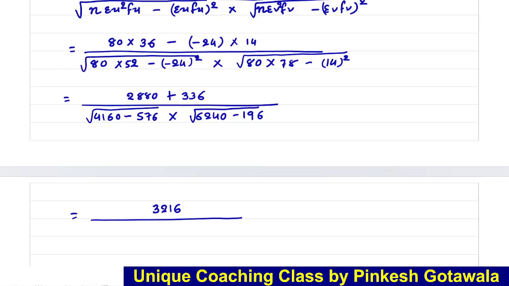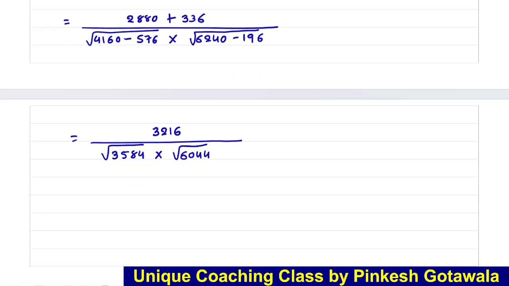4160 minus 576, 3584. 6240 minus 196, 6044. 3216 over, here 3584, 6044, and if we take the root, 4654.21, so the final answer is 0.69.